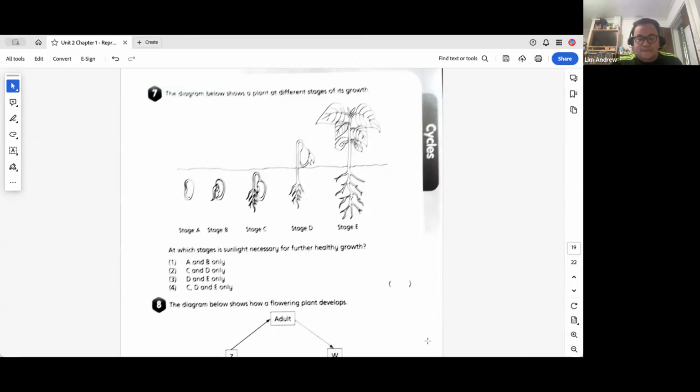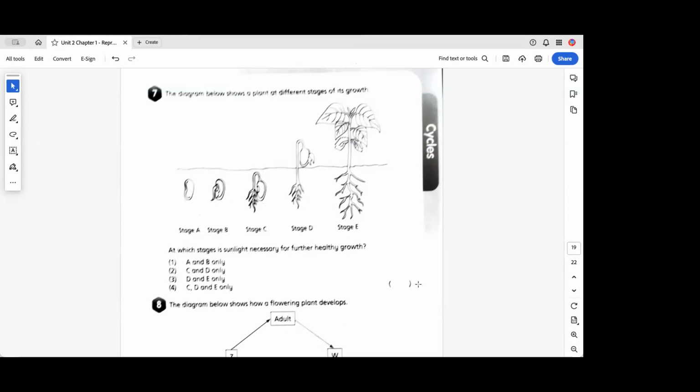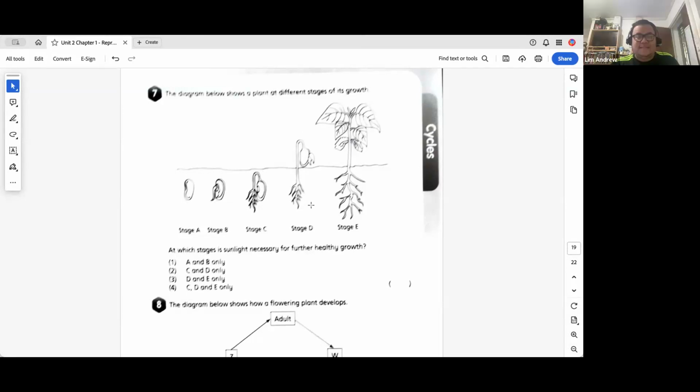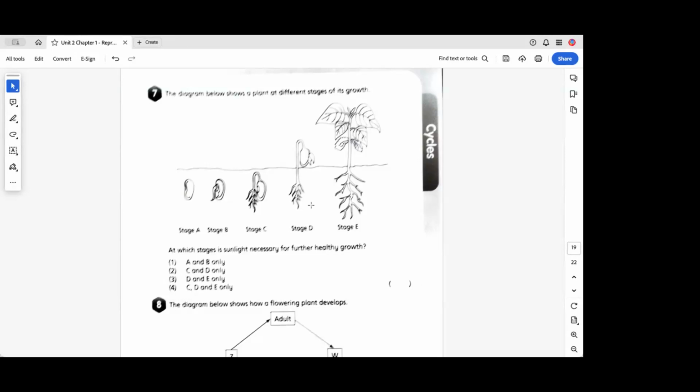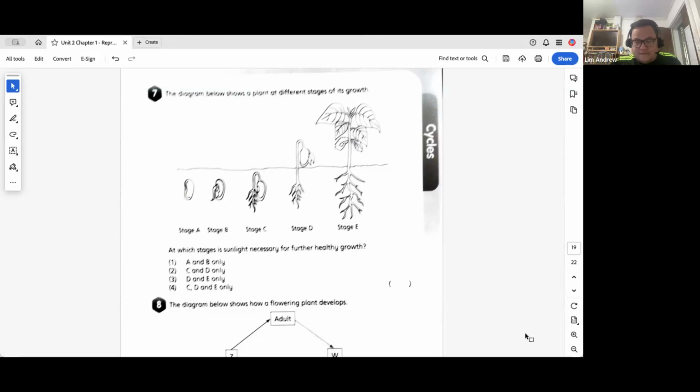Can I have a volunteer, please? Yes, good morning, Ben. Good morning. Can I know which stage needs sunlight to grow? I think it's stage D and E. Very good, thanks, Ben. You are right. Stage D and E need sunlight because that's when the true leaves have appeared. Thus, sunlight is essential for the seedling to start to make its own food and continue to grow. All right, let's carry on.